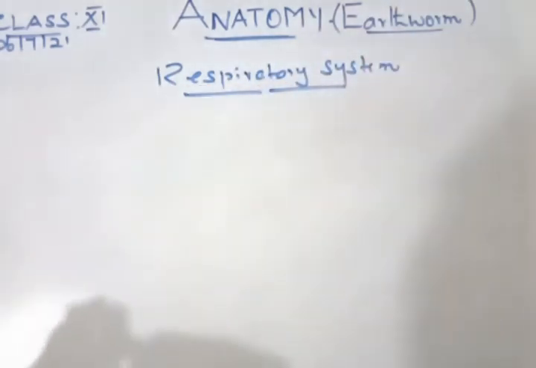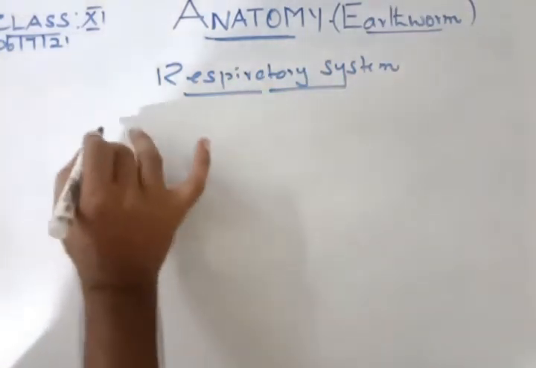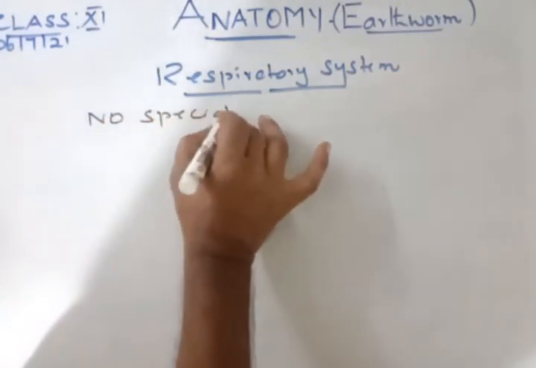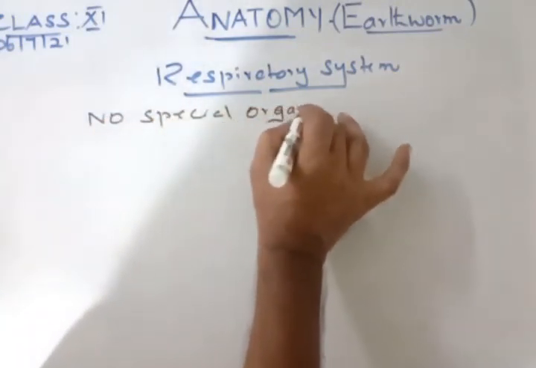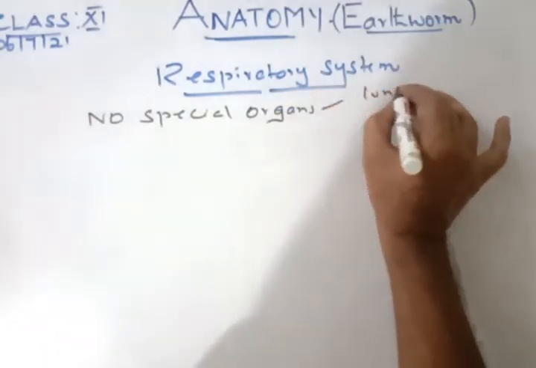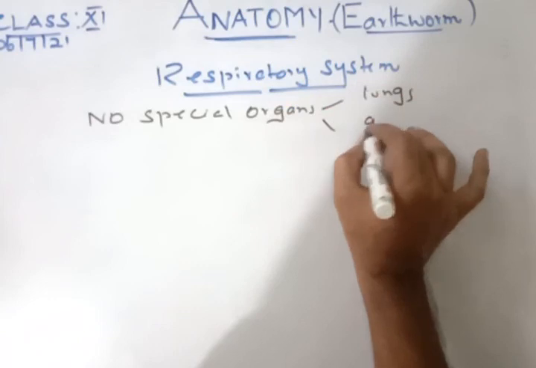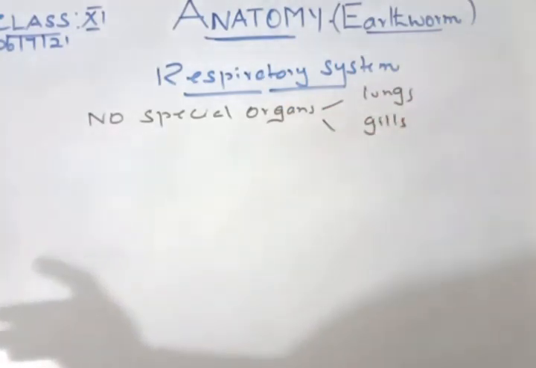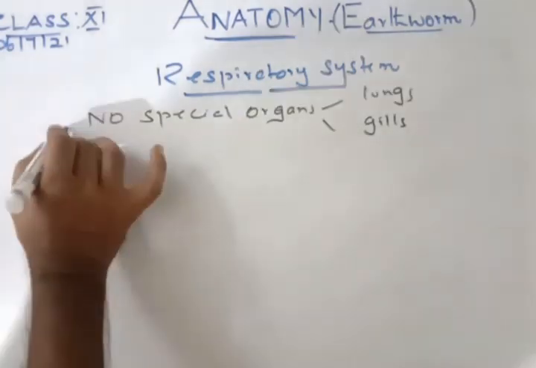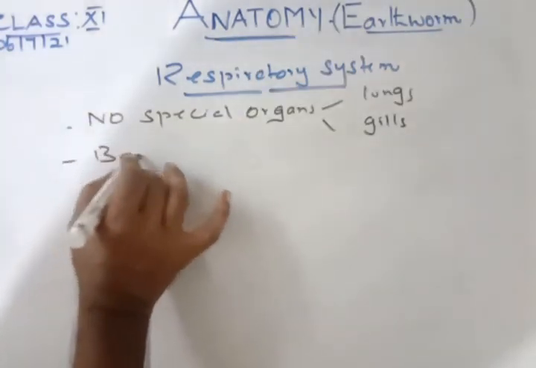Now, in the respiratory system, actually there are no special organs. That means there are no lungs and there are no gills. Okay, so no special organs. So how is it taking place? Only through the body wall.